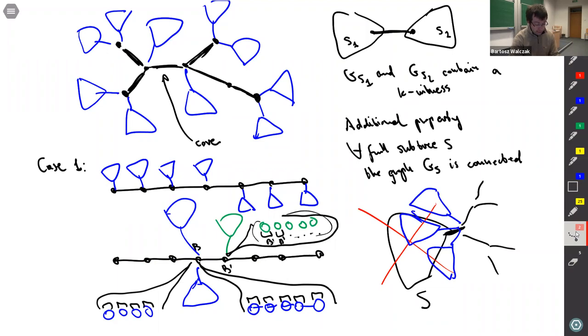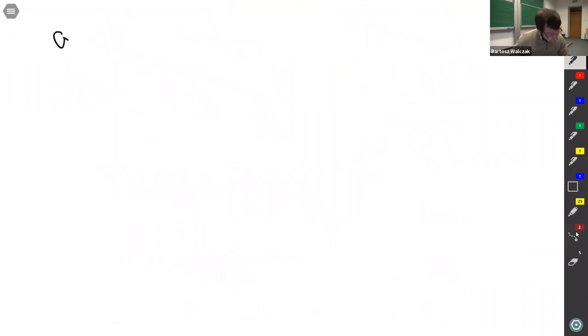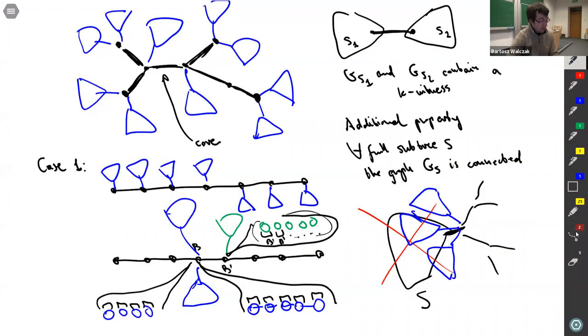Okay, so this was case one. So the other case, case two, is that actually this core doesn't look like that.